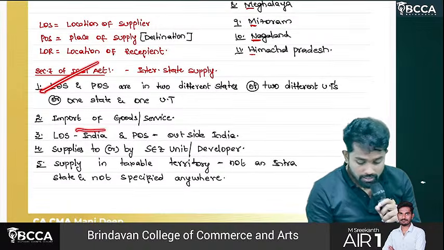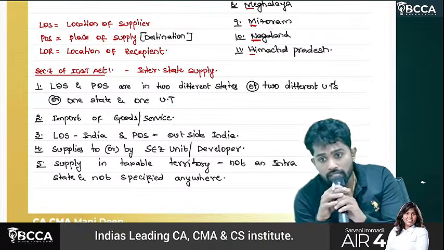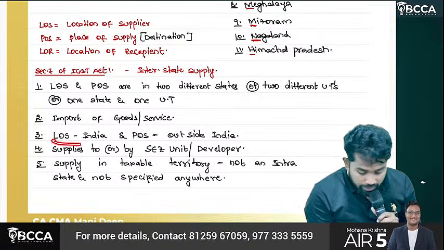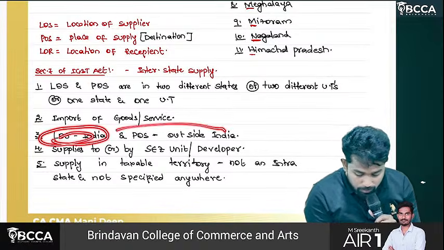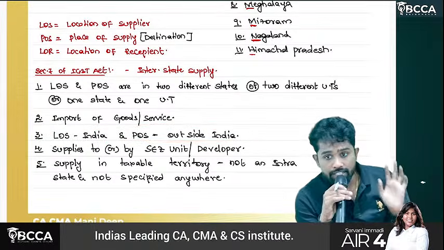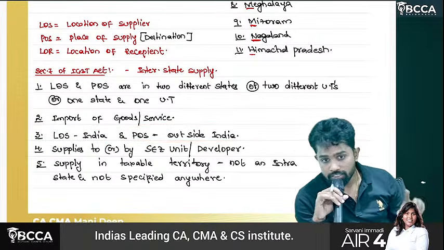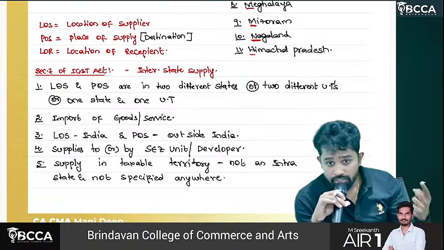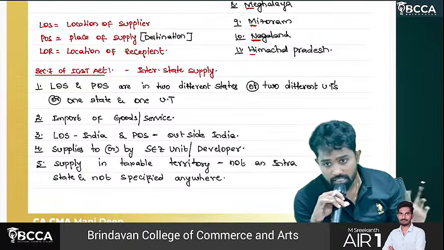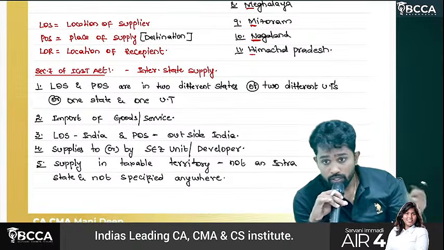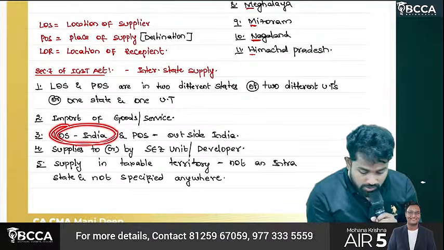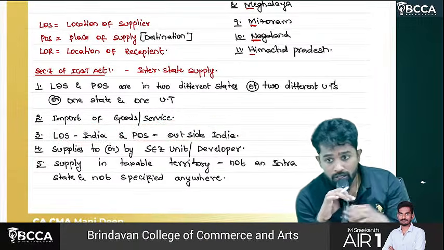Then, where there is an import of goods and services, or where the location of supplier is in India and place of supply is outside India. Okay, sir, once again, LOS and POS are in two different states, or two different union territories, or one state and one union territory. The next one, import of goods and services. Then the third one, LOS is in India and POS is outside India.